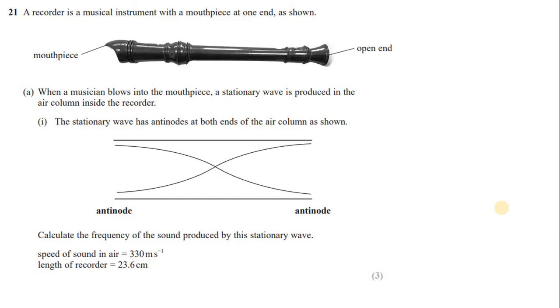A recorder is a musical instrument with the mouthpiece at one end, as shown. Mouthpiece and open end, and when a musician blows into the mouthpiece, a stationary wave is produced in the air column inside the recorder. The stationary wave has an antinode at both ends of the air column, as shown. Calculate the frequency of the sound produced by this stationary wave.